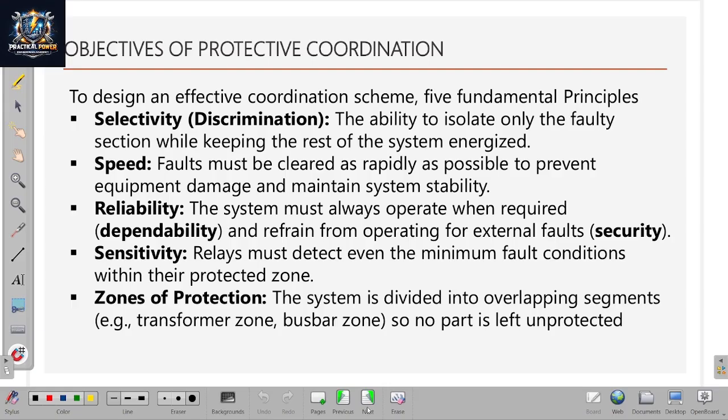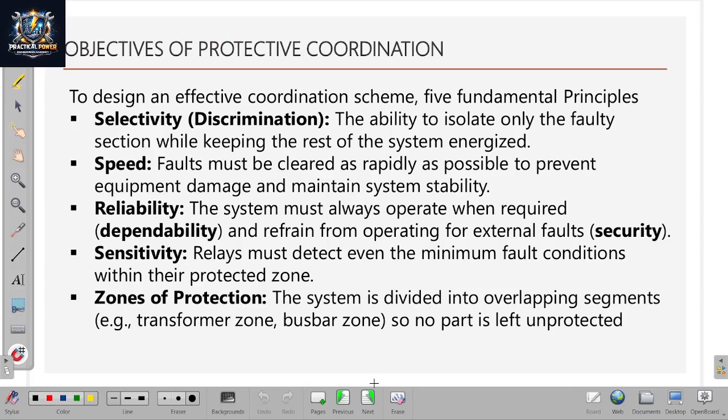This protection coordination plays a vital role in how reliable, stable, and efficient the substation will be.